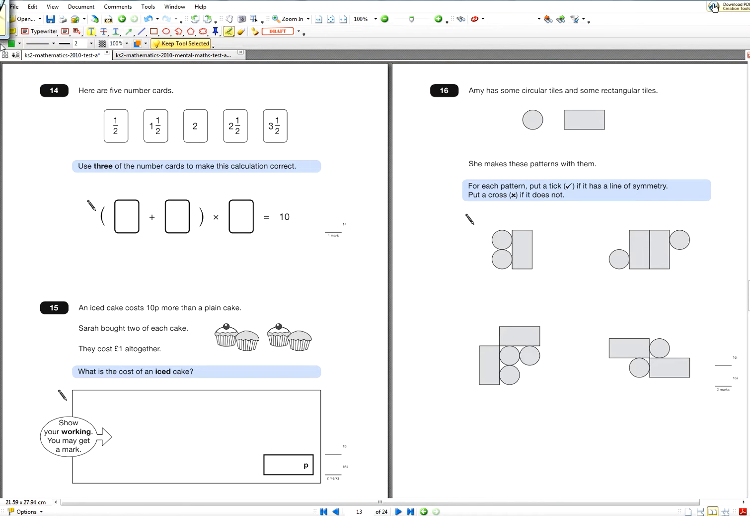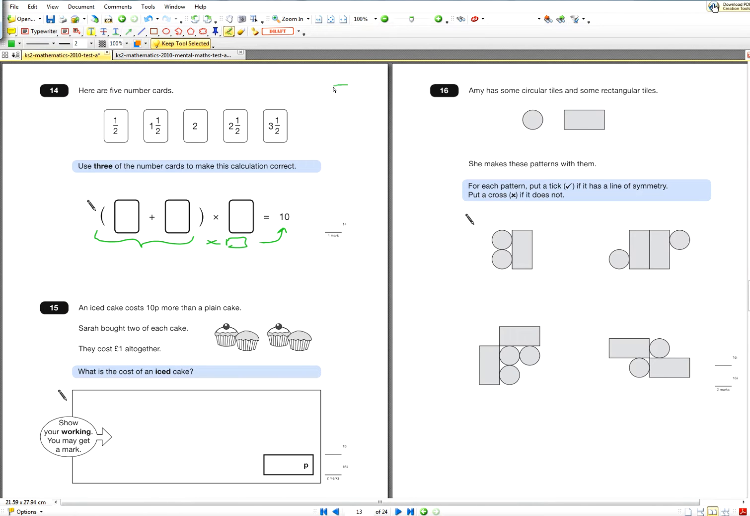So, okay, we're back like that. Here are 5 number cards. Use 3 of the number cards to make this calculation correct. So we have a number here, and we multiply it by something, will give us 10. So let's think about what numbers multiply to give us 10.